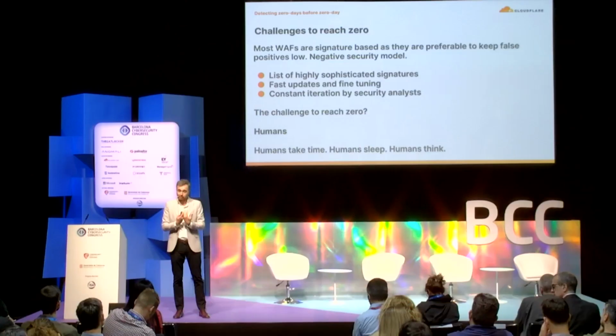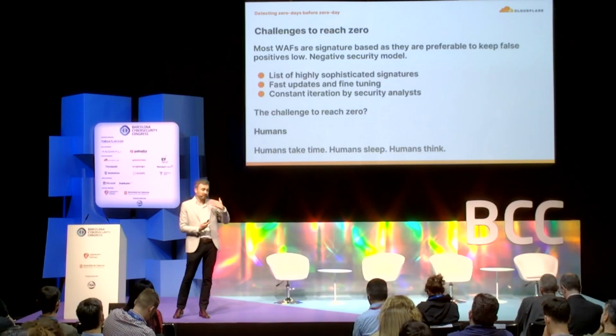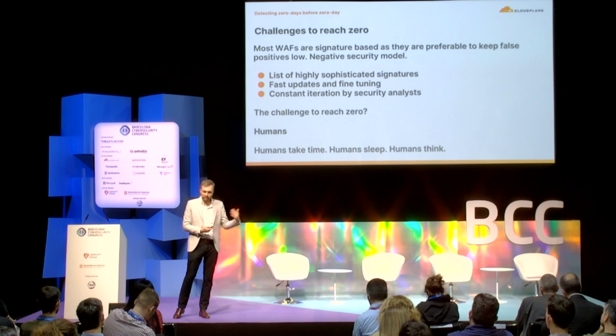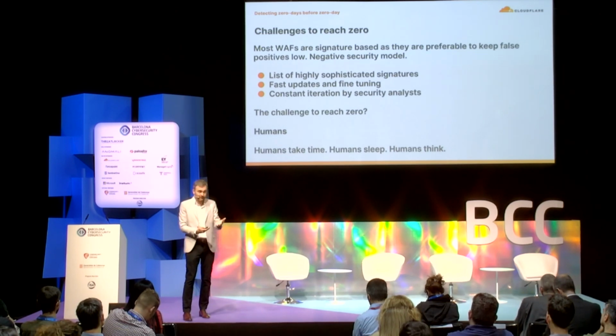The problem with the signatures is that humans write signatures. So you need security analysts that look at the attacks, look at the attack traffic, and then create those rules. And of course, the problem is that humans take time, they need to think, they need to create those rules, and it's a very challenging process that takes time. As you have seen, it took us 19 hours, 3.5 hours to create a rule, and that's actually a very fast response.